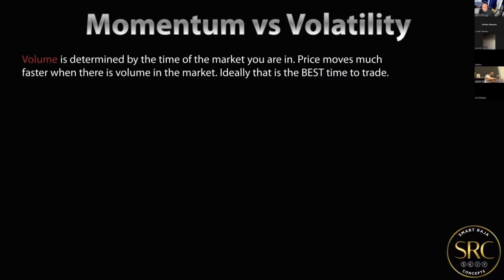Momentum versus volatility. Volume is determined by the time of the market you are in, right? So whenever you're looking at the volume, or whenever you're trying to identify when there's going to be volume in the market, it's determined by the time you are in. Price moves much faster when there's volume in the market, right? What are some things that identify volume in the market? Market open has a lot of volume.